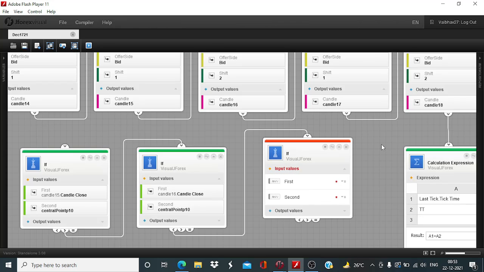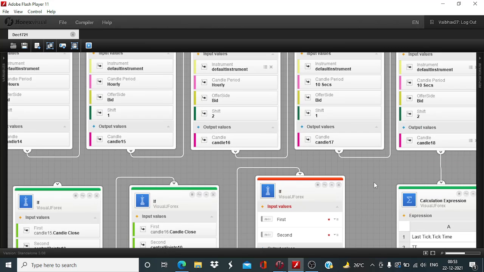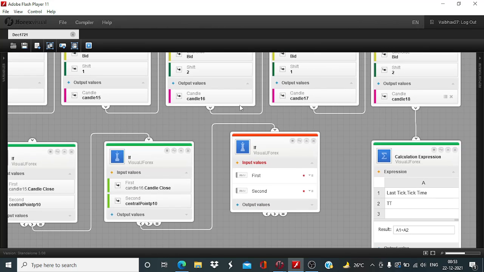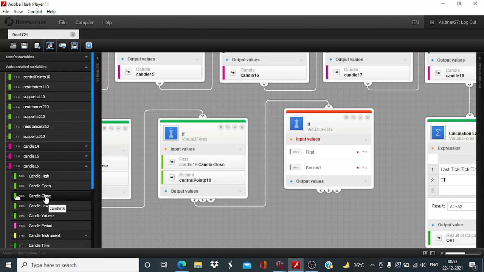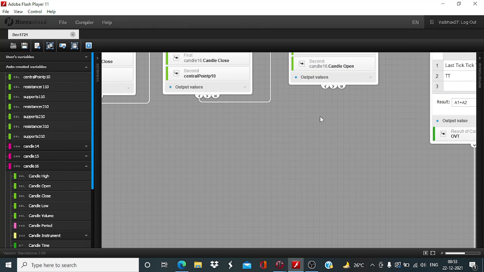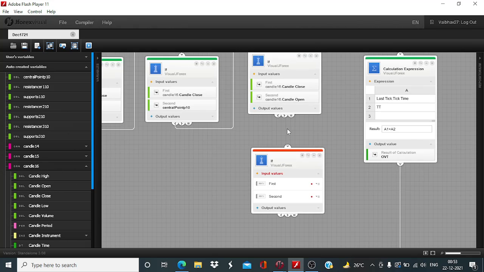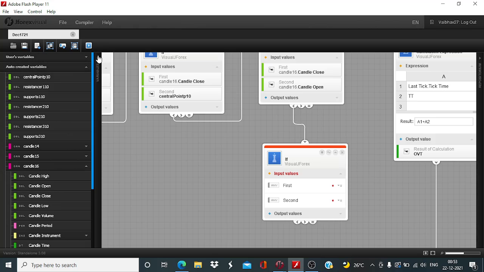And we also have to add the condition that the candle 16 candle close was less than the candle 16 candle open. First input less than second input.